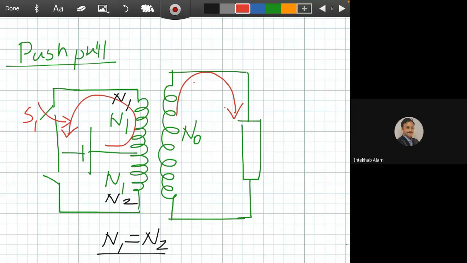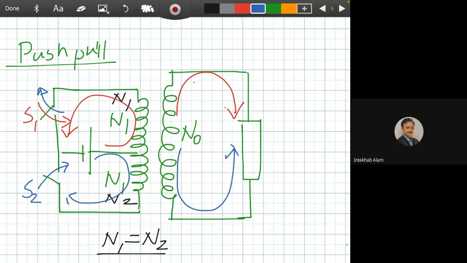Okay, when we close this one and S1 remains open, the current will flow in this direction, and we may get the output in this part. We have to design the transformer in this fashion. Clear? And we can design this one by using the dot points of the transformer.